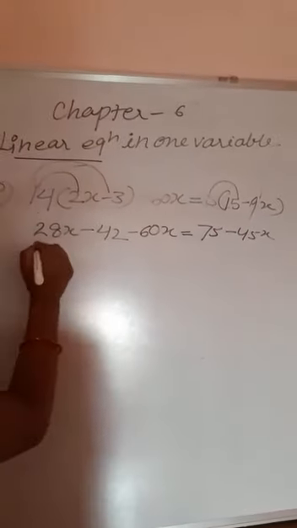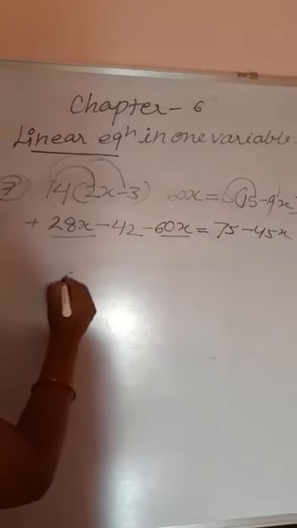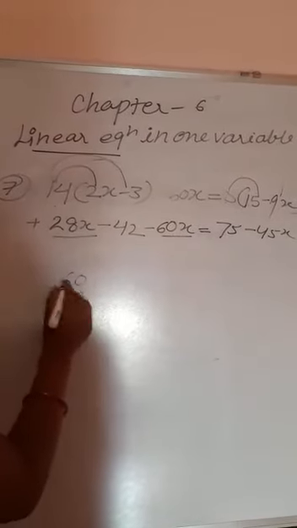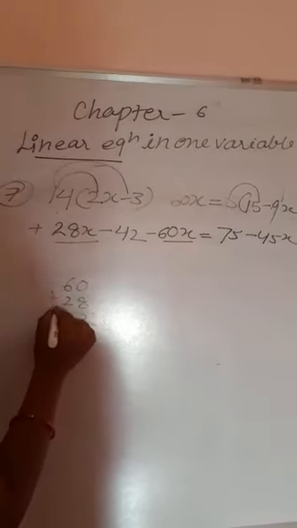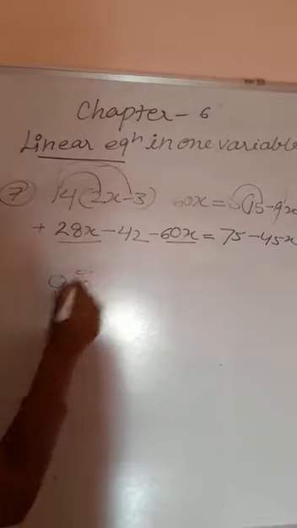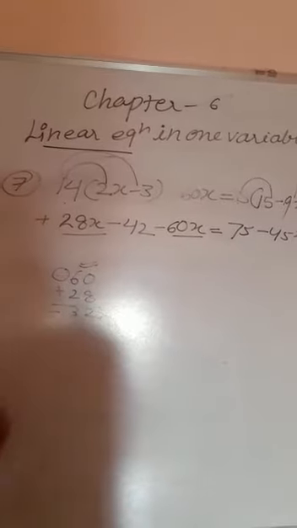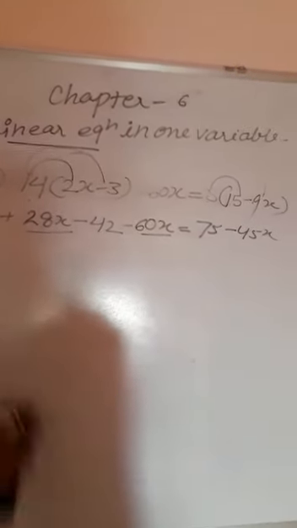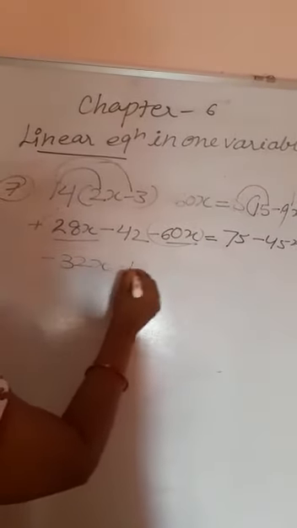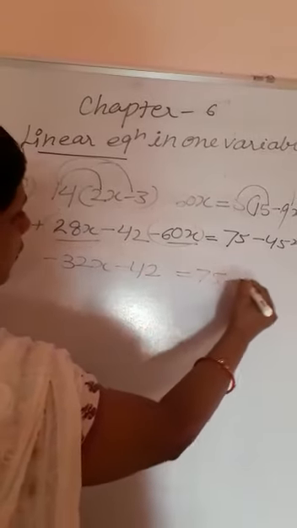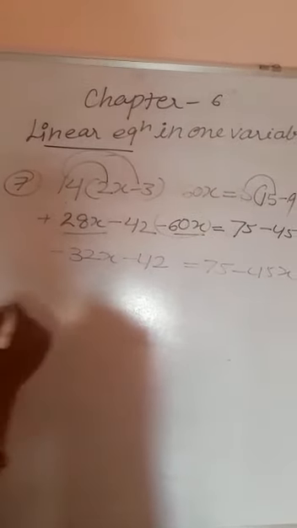Okay. Here 28x and 60x. Plus minus minus. So 60 minus 28. 60 minus 28 we will get 32 with minus, because for plus and minus, the sign comes from the greater number, and here the greater number is 60. So we have to apply a negative sign, means minus sign. Okay, so write 32x in the place of 28x and 60x. 75 minus 45. Next step, we have to separate variable terms on one side.